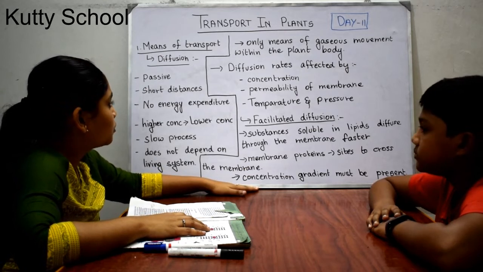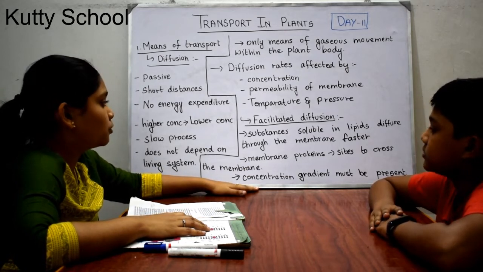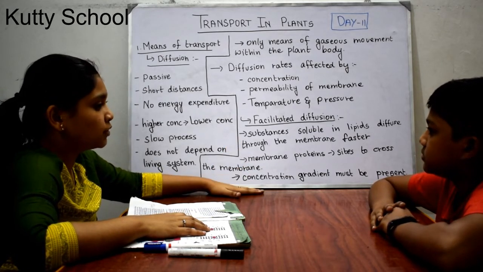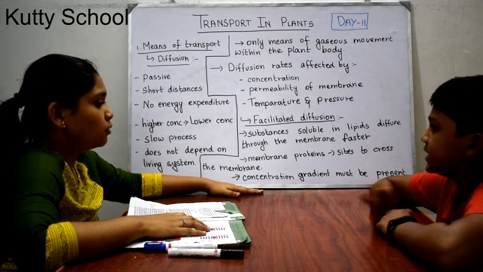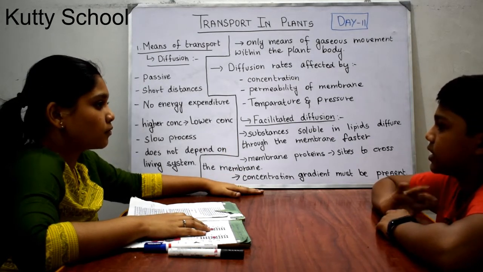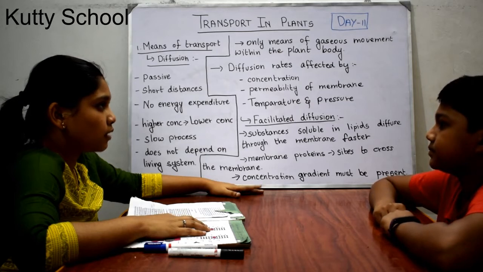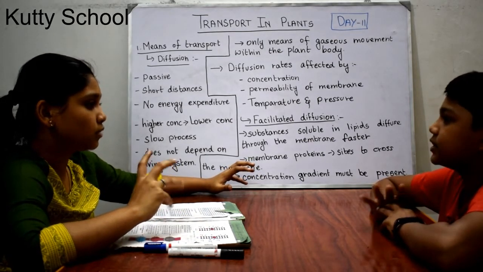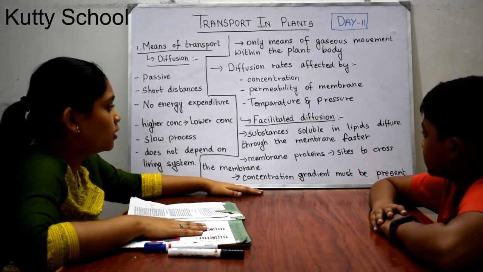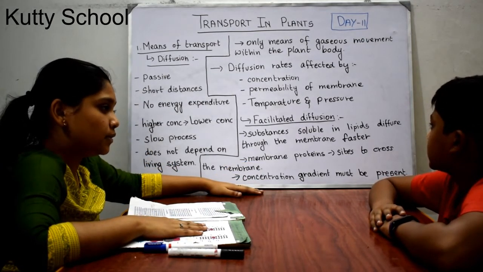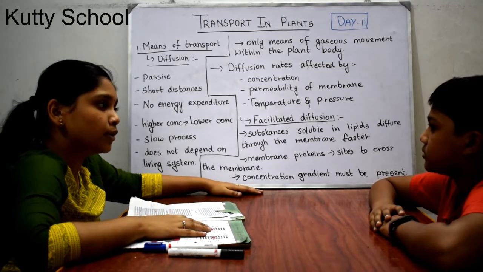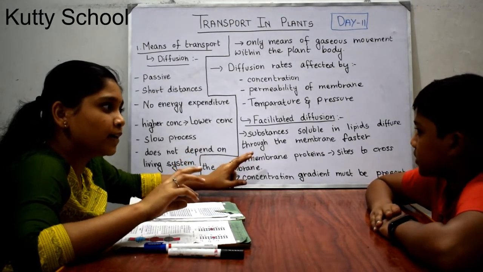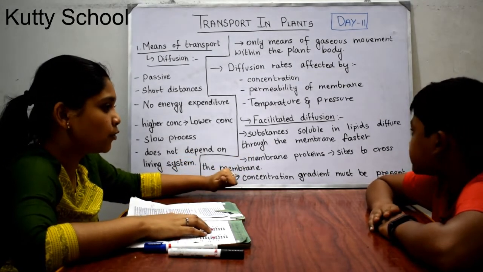Okay. So the second subtopic under means of transport is facilitated diffusion. What is facilitated diffusion? It is something that helps the diffusion to take place. Here, substances soluble in lipids diffuse through the membrane faster because the membrane is made up of a lipid bilayer. We have already seen this in The Cell: The Unit of Life.